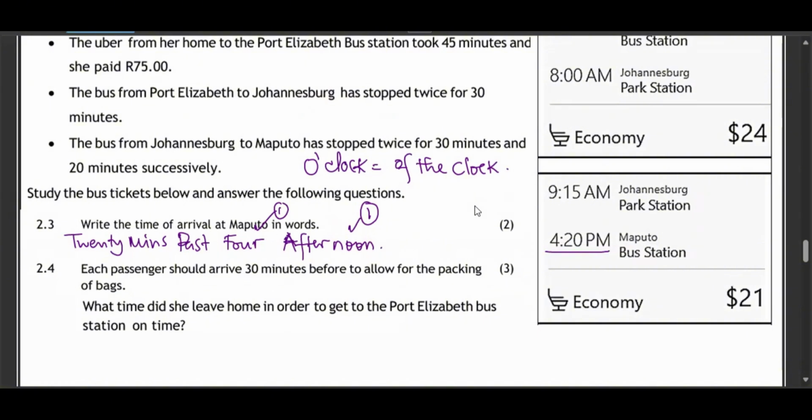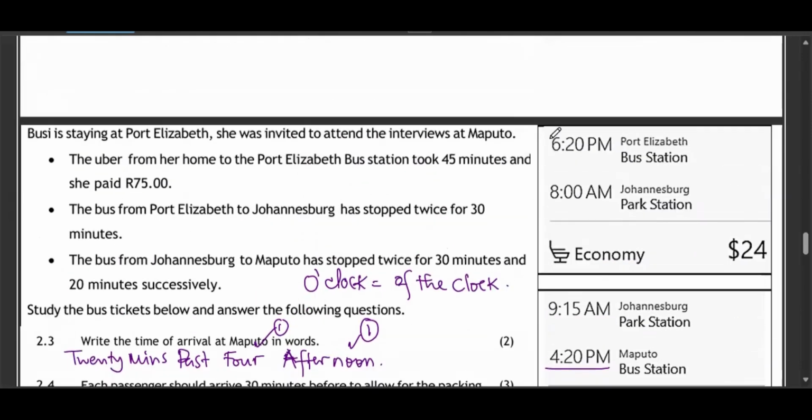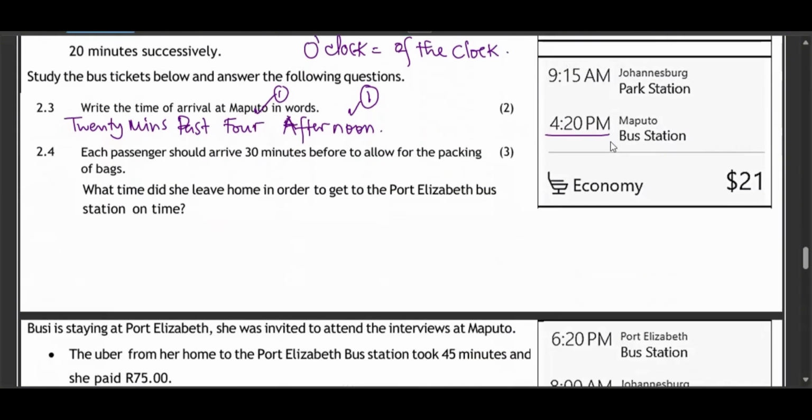30 minutes before. So if it's 30 minutes before, this is the time the bus is leaving. So 30 minutes before this, what would it be? We need to subtract 30 minutes backwards. You understand? So we shall say 6:20 minus 30. What time could this be? We need to know the time that she arrived.